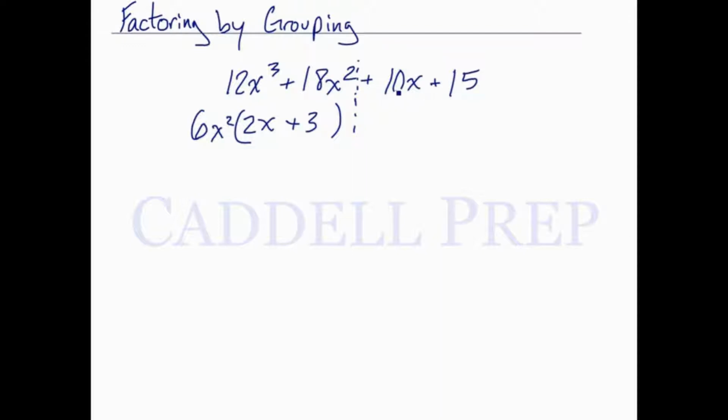Alright, now these next two terms. What's the greatest common factor for 10x and 15? Well, 5. Positive 5, so make sure I write the plus sign. And when we take that out, we're going to be left with 2x plus 3.